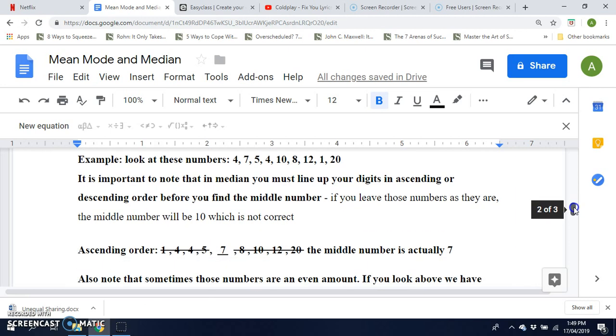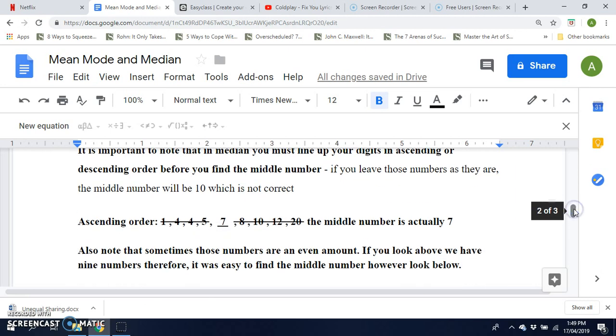So, if I line it up, look at how it ends up. It looks like this: 1, 4, 4, 5, 7, 8, 10, 12, 20. And in this case, if I cross out these 4 and I cross out these 4, then basically the middle number is 7. The middle number is 7.